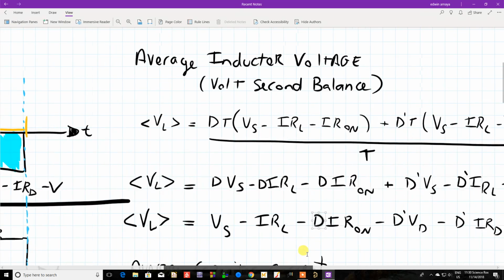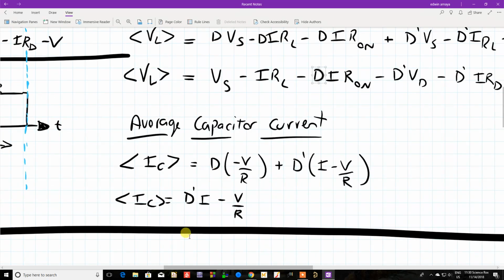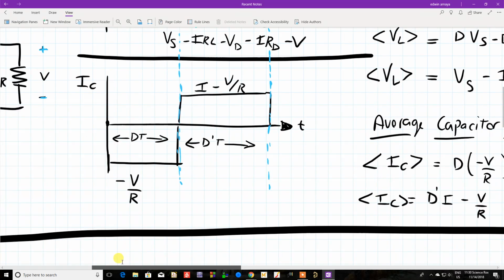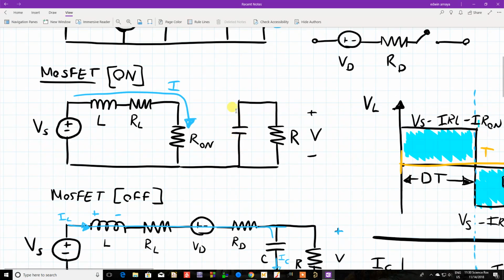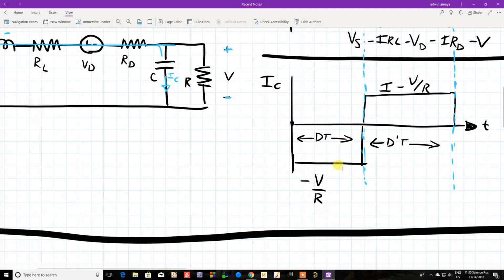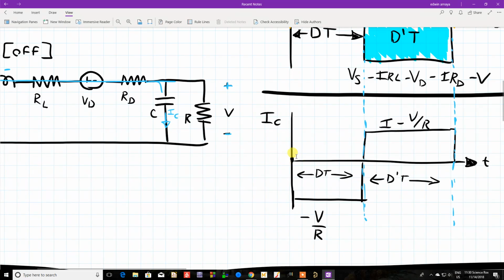So now if we look at our average capacitor current, the average capacitor current is, for the on time, right? The capacitor is, this is the MOSFET on. The capacitor is not connected to anything here, so the current is basically it's discharging through the resistor, so it's a negative current. Well, what's the current? Again, it's going to be the voltage over resistance that will give us the current. So during the on time of the MOSFET, our capacitor current, IC, is negative V over R.